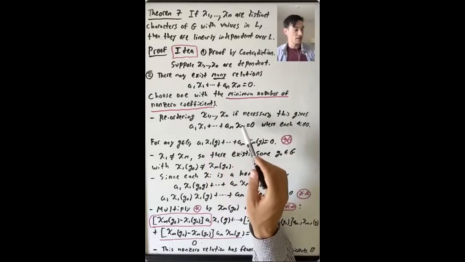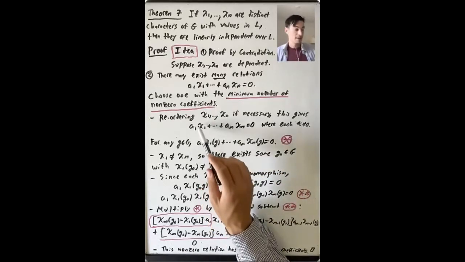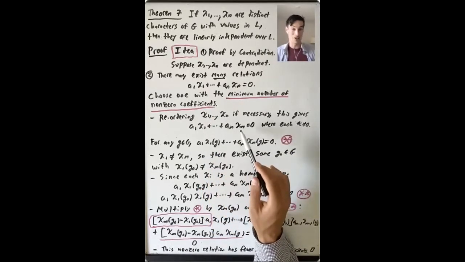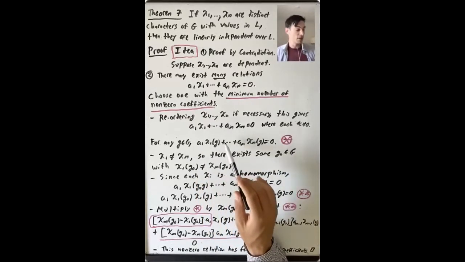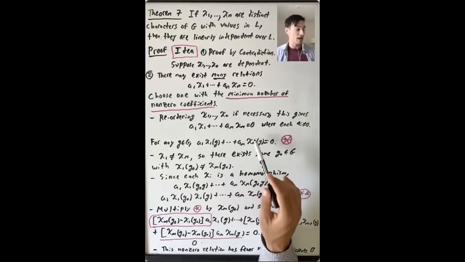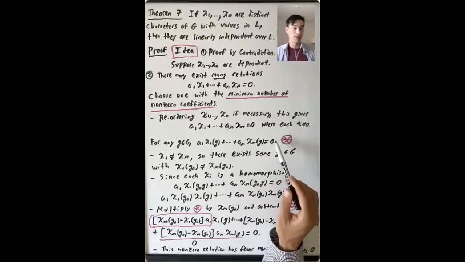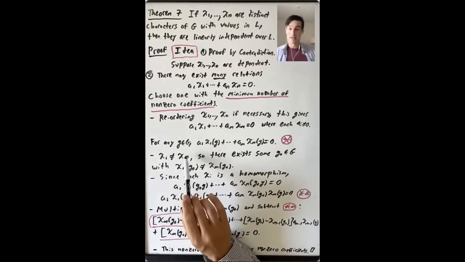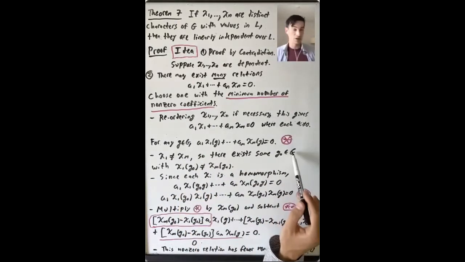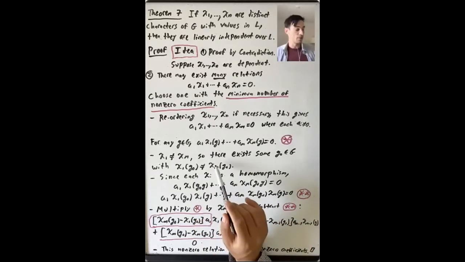All right, so if this is our relation, then if we take this 0 function and apply it to g, then for any g in our group, we have a1 chi1 g plus a2 chi2 g plus plus plus am chi(m) g is always 0. How are we going to get a relation with fewer non-zero coefficients? We know that our characters are distinct. So in particular, let's say chi1 and chi(m) are distinct. So there's some element in the group that they send to different places. So chi1 g0 is not equal to chi(m) g0.